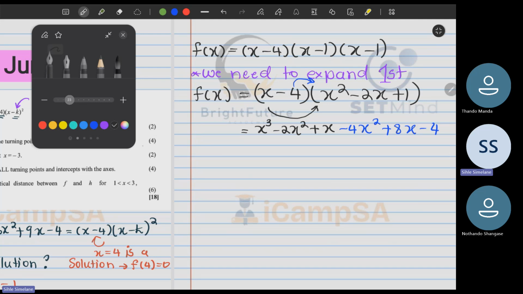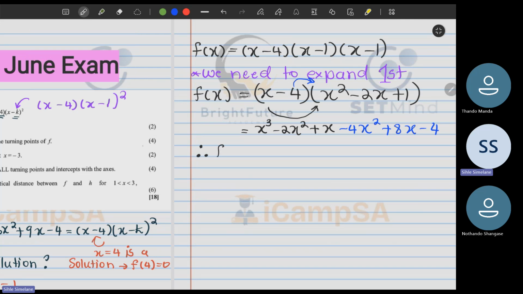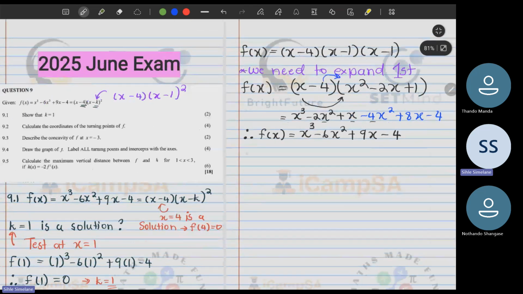Okay, and you can therefore simplify your f of x because once it is in this way, we know how to derive that easier. So we have x cubed, and then we have a minus 4 and a minus 2, that becomes minus 6x squared. We have an x and an 8, that becomes plus 8x, and we have minus 4. Okay, that is what we have. So now this is easier to find f prime so that we can find the turning point.